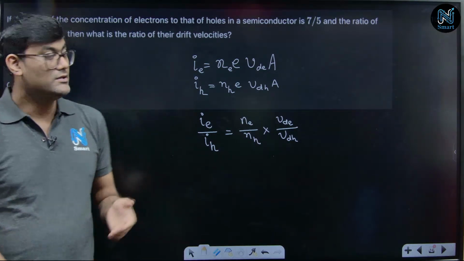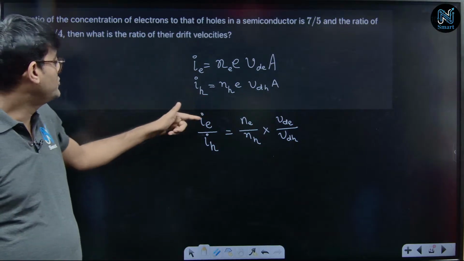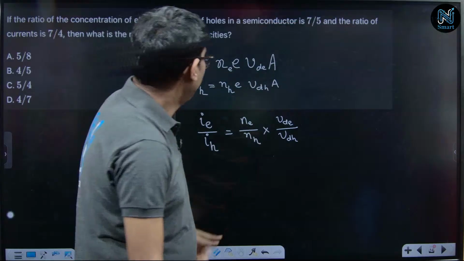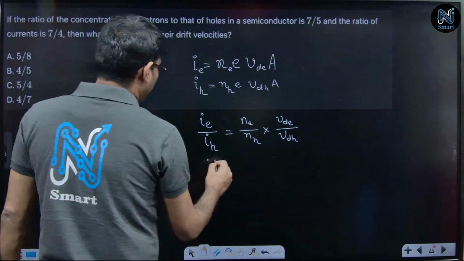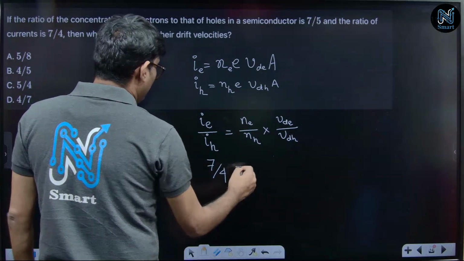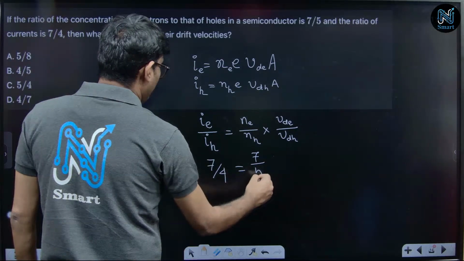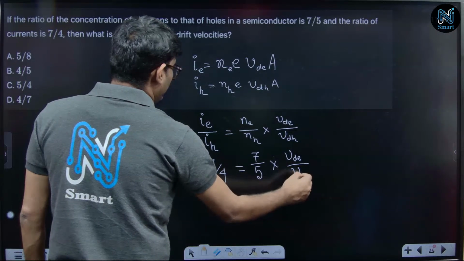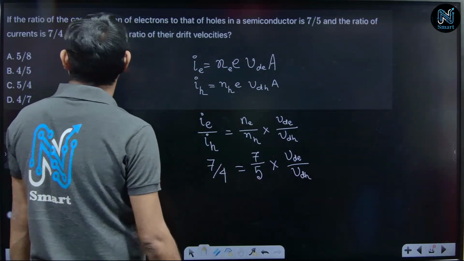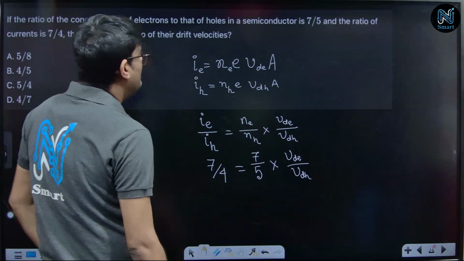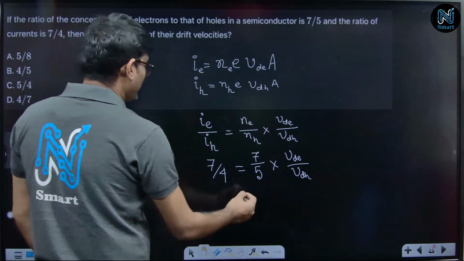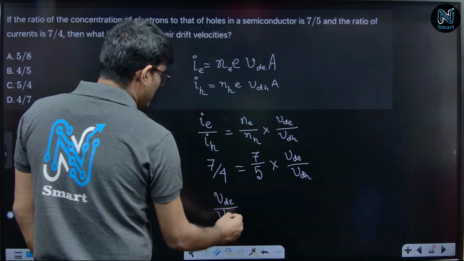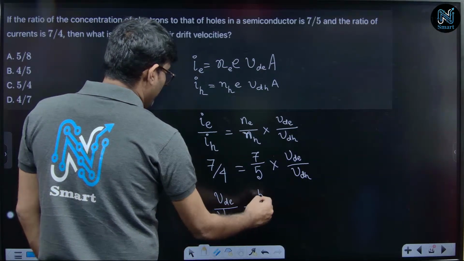কোয়েশ্চনে কি দেওয়া আছে যদি ভালো করে অবজার্ভ করো, কারেন্টের রেশিও দেওয়া আছে 7:4 and কনসেন্ট্রেশনের রেশিও দেওয়া আছে 7/5, right? So if I write that, 7/4 is 7/5 into drift velocity of electron divided by drift velocity of the hole, right? তাহলে এদের drift velocity ratio কত হয়ে যাবে? drift velocity ratio হয়ে যাবে ratio of drift velocity electron and drift velocity of holes, that will be 5/4.